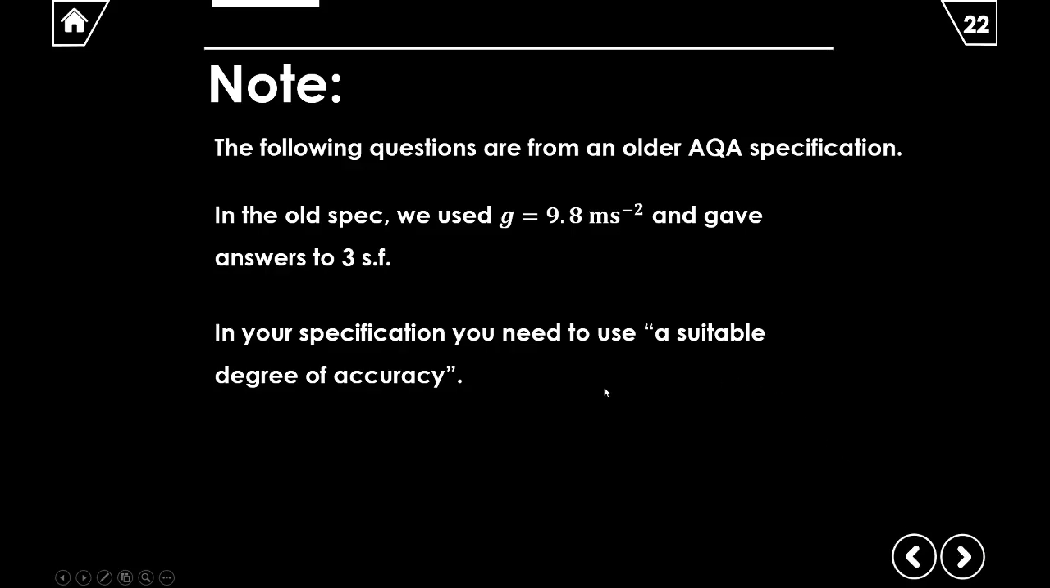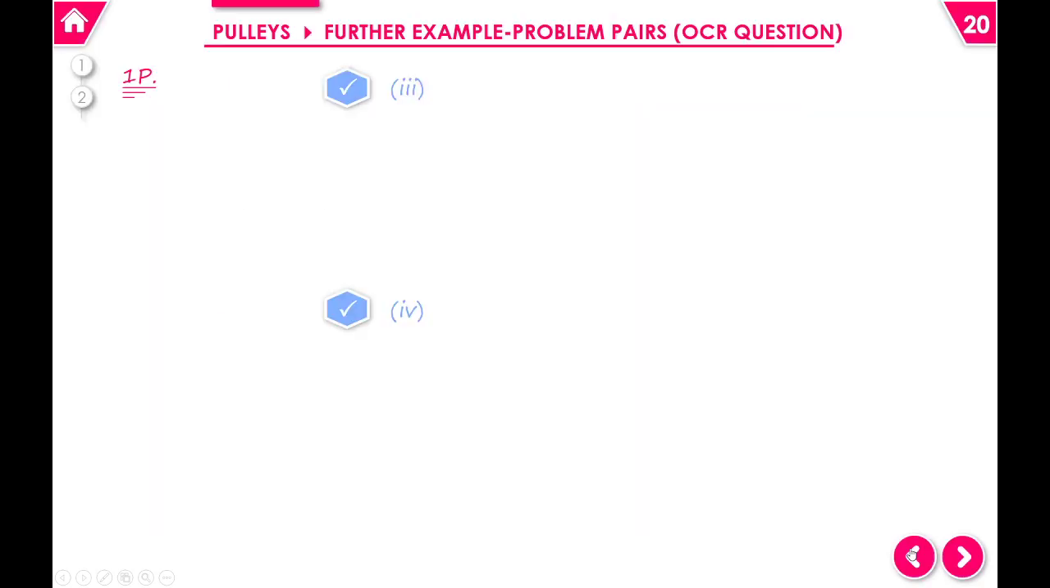Just something to note though, before you start those questions, they're all from older AQA specification exams. In that exam, g was always 9.8. In your specification, you're supposed to use a suitable degree of accuracy in your answer. So you should be giving your answer to 2 significant figures if you use 9.8. So it's just something to be aware of in the mark scheme. You should really give yours to 2 sig fig, but in the mark scheme it'll be 3 sig fig. So just be aware of it and don't think that you've done anything wrong if that's what you've done.